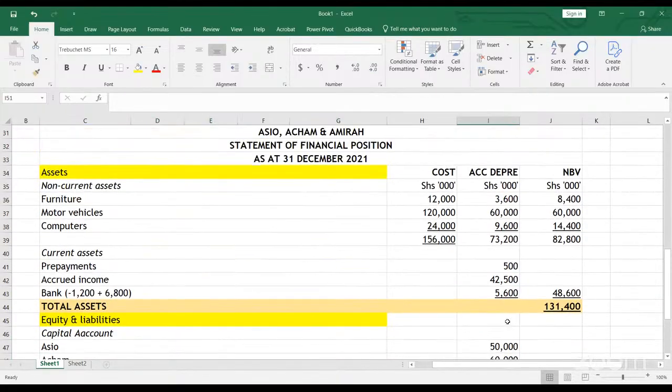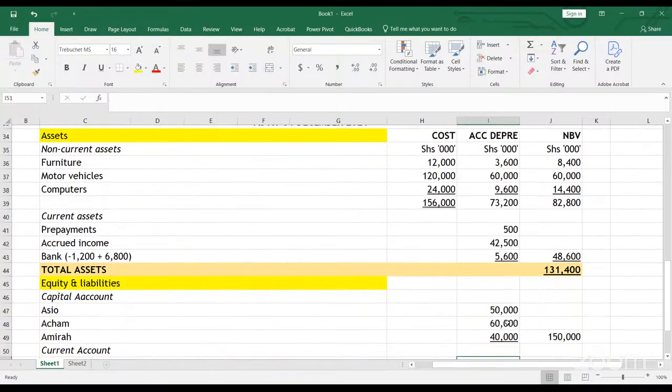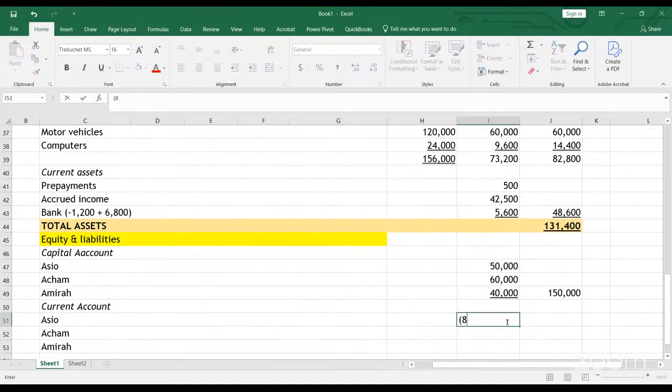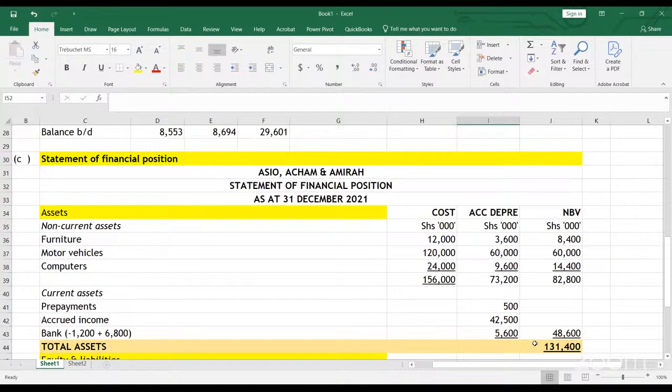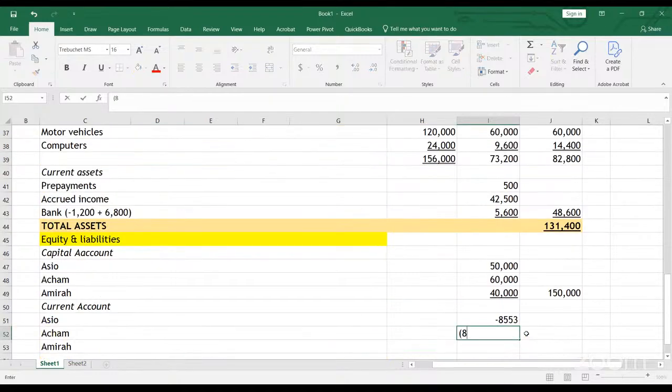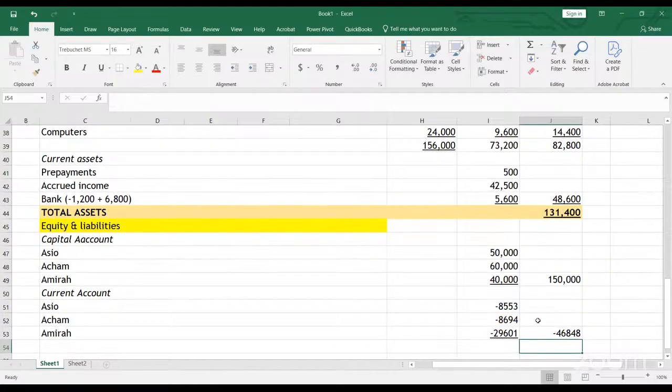So a CO, negative what? 8553. Then 8694. Then mirror is 29601. So this should be in brackets. So let me try to add them together. That's what I have, 46848, but negative.